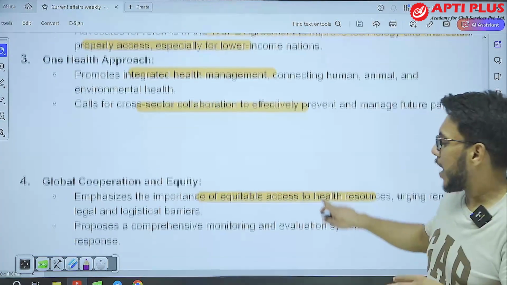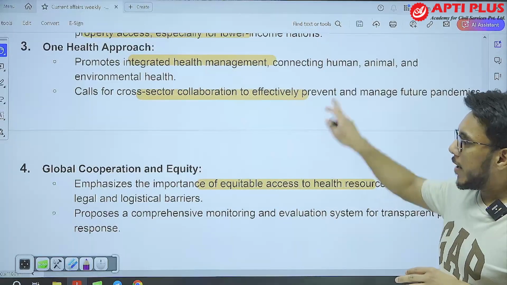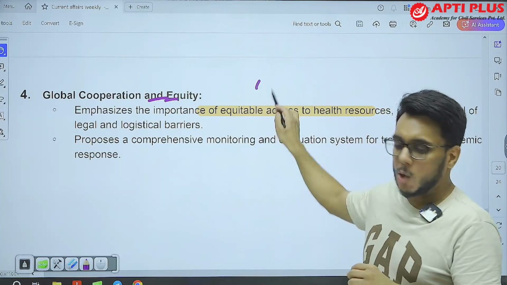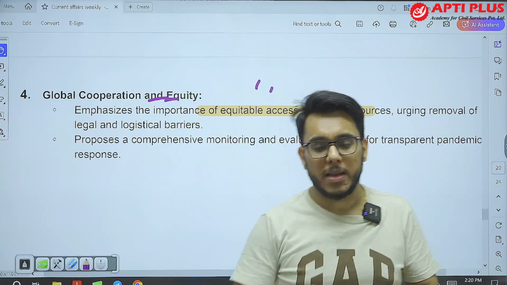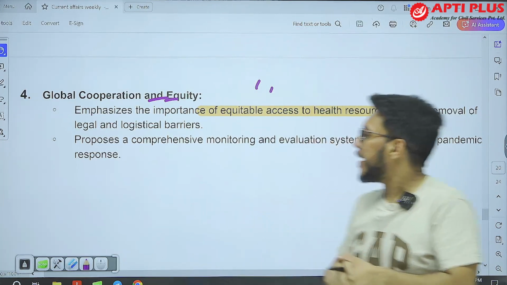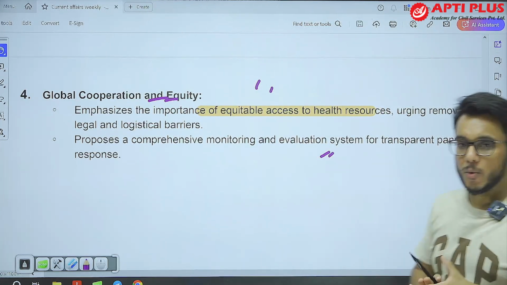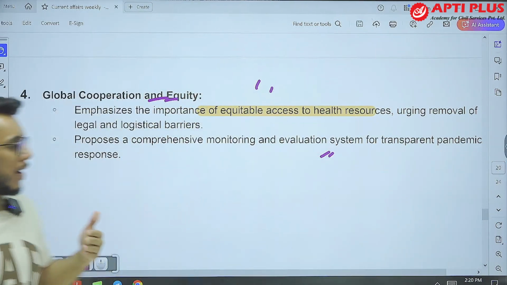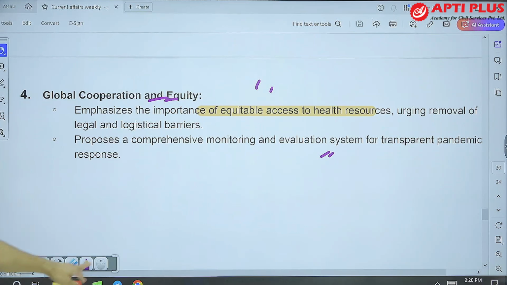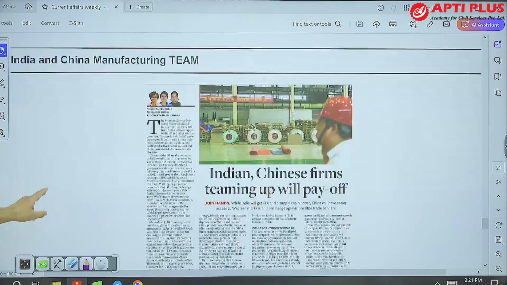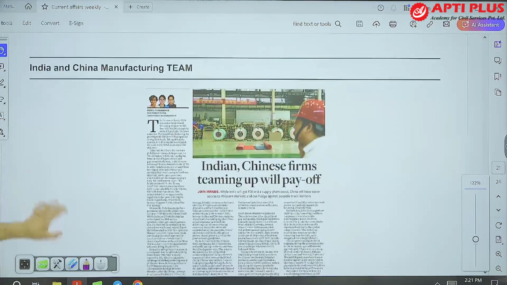So it promotes the One Health concept, and then global cooperation and equity is to be promoted during the time of pandemic. It is needed that the countries should come together and should have a collective policy, should have cooperative arrangements in the time of pandemic, which they should utilize. Now, moving on in this particular direction, India and China manufacturing team.